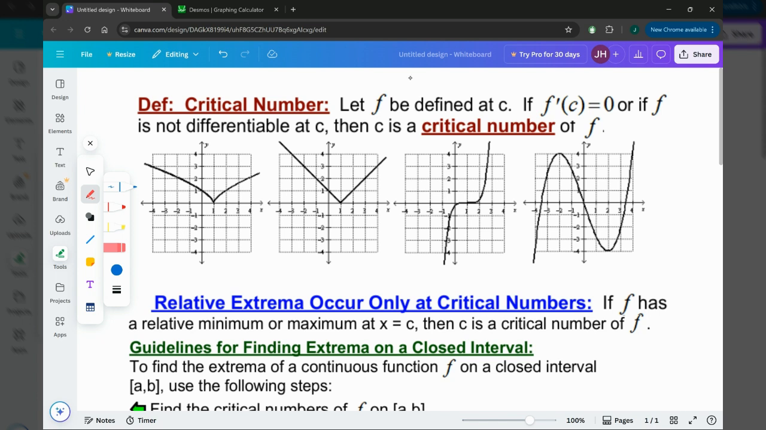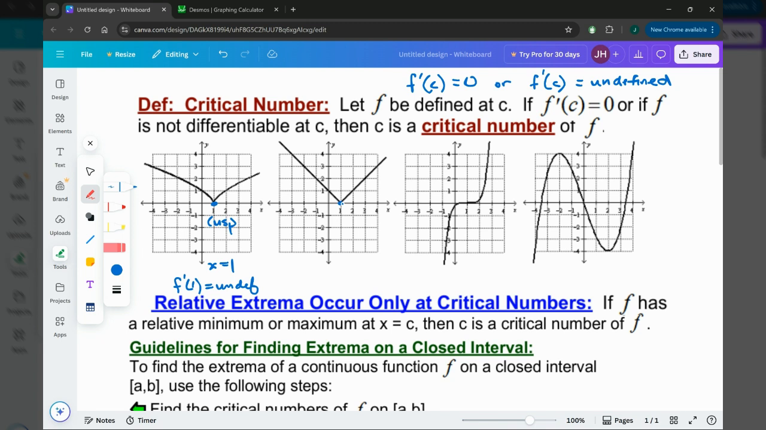The other thing is this: the derivative at c has to be equal to 0, or the derivative at c has to be undefined. Those are spots where we have critical numbers. This right here at x equals 1 is a critical number. The coordinate 1, 0 is called a critical point. Why? Because I see a cusp, the derivative at 1 is undefined. That's a critical number. X equals 1, the point 1, 0 is a critical point.